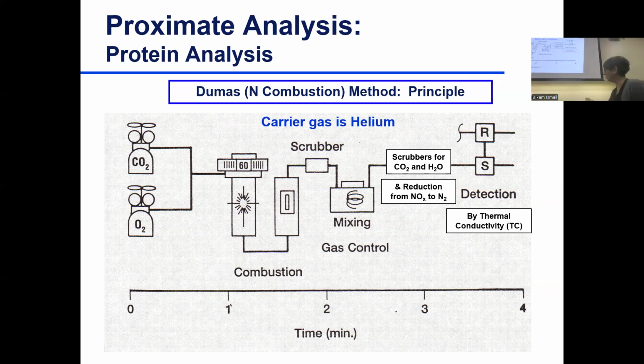It's a carrier inert gas. So basically, we have the combustion. The gases go into the ballast mixed with oxygen. Then they go into the first scrubber to remove moisture, and then another set of scrubbers to remove CO2 and H2O. So that's scrubbers, and then the reduction place where it gets reduced to N2, and then they go into the detection by thermal conductivity. It's a few minutes, depending on the unit, anywhere between 2 to 4 minutes per sample.